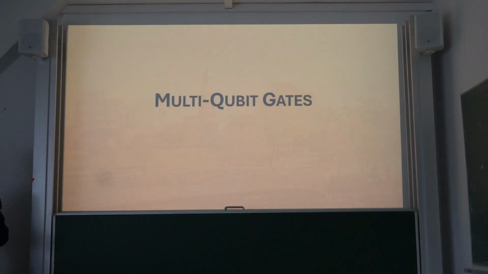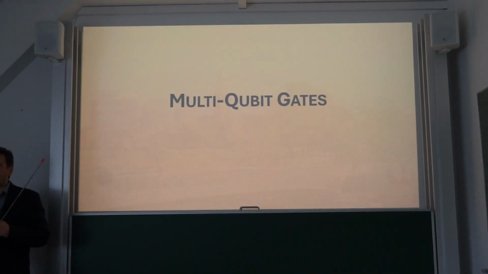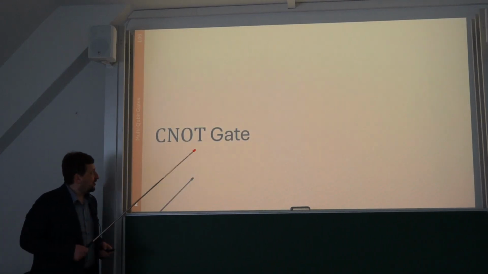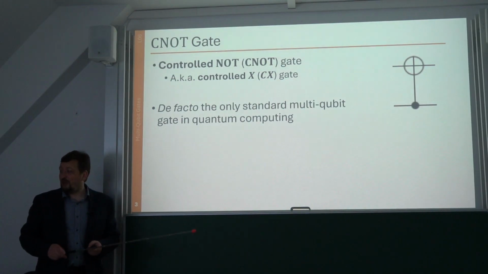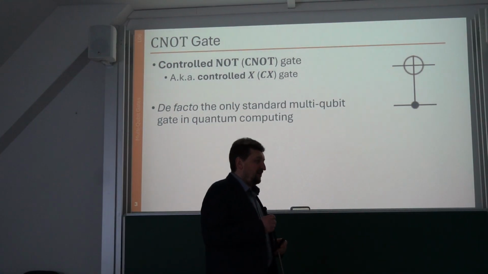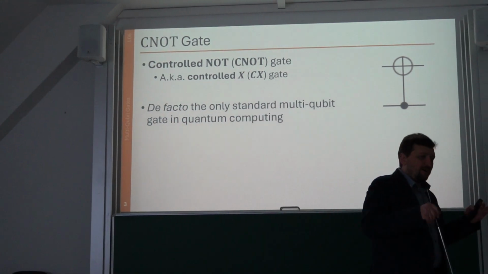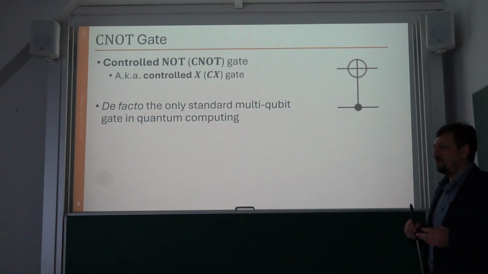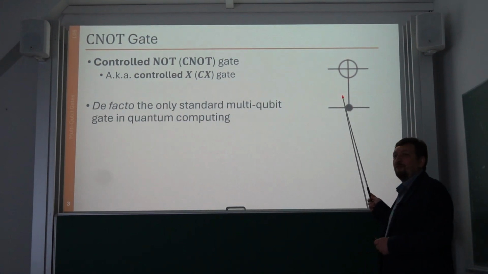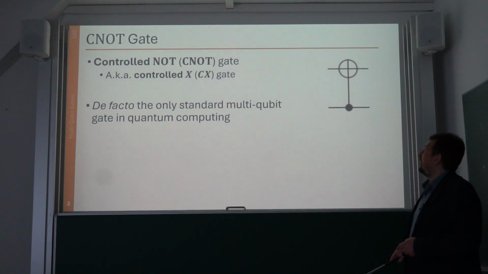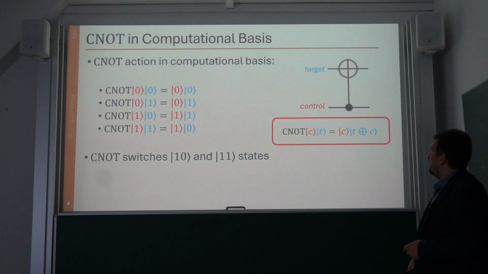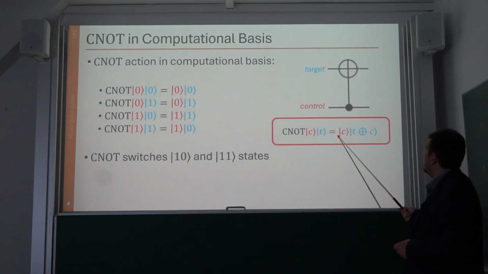We will take a slightly more deep look at multi-qubit gates. Last lecture we already met CNOT, the control NOT gate, which is a standard gate in all quantum computing papers. You take any quantum computing paper, you will have a lot of diagrams with this symbol. Okay, CNOT or CX gate.